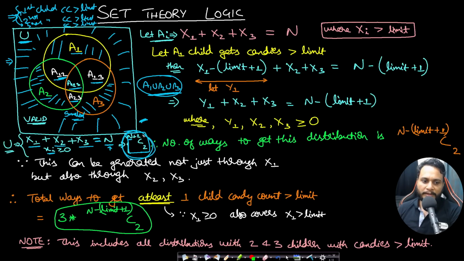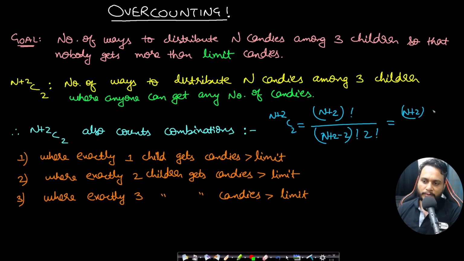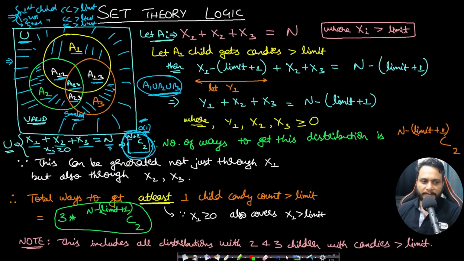So this can be easily calculated in O(1) time. Okay, because what is n+2 C 2? n+2 C 2 is simply (n+2)! divided by (n+2-2)! times 2!. That is the meaning of n+2 C 2, and this can be represented as (n+2) times (n+1) divided by 2. This is a simple multiplication and you can get it very easily, isn't it? So that is an O(1) calculation. So my main problem is to calculate A1 union A2 union A3. That is the entire crux of this problem.